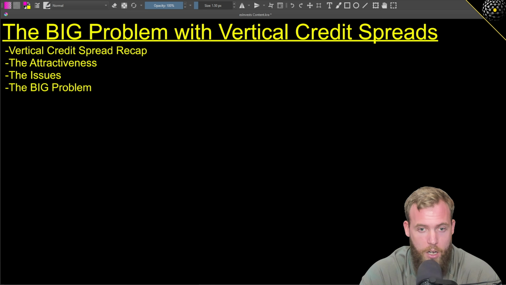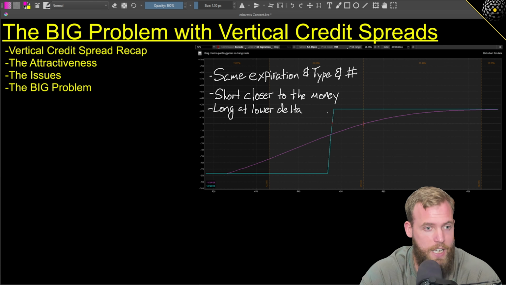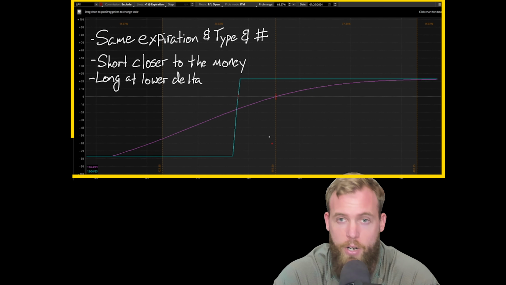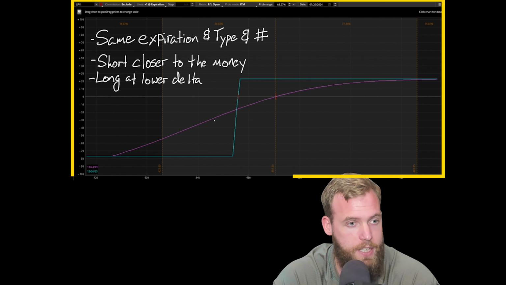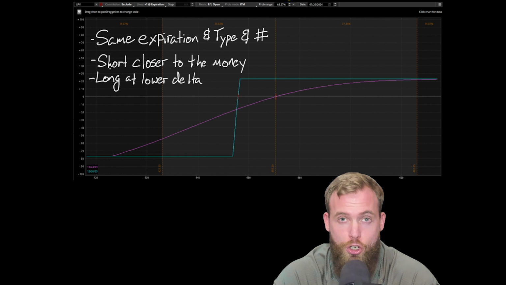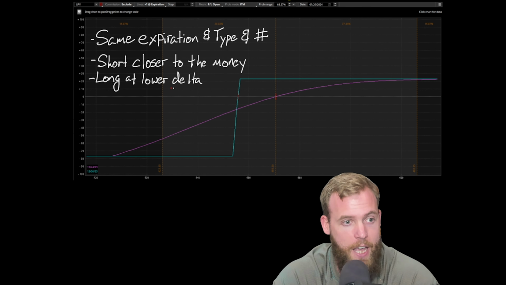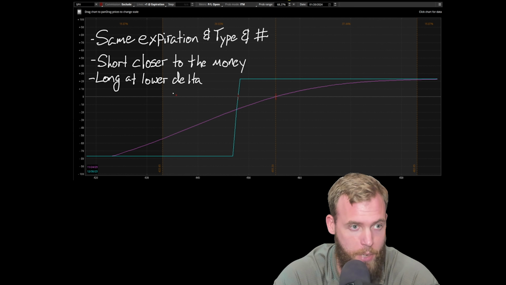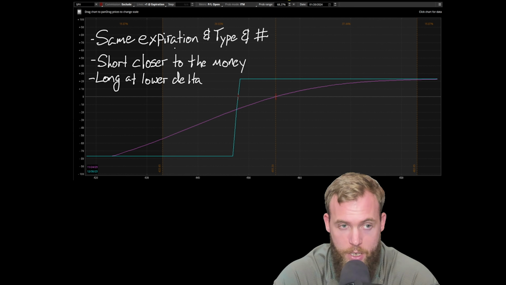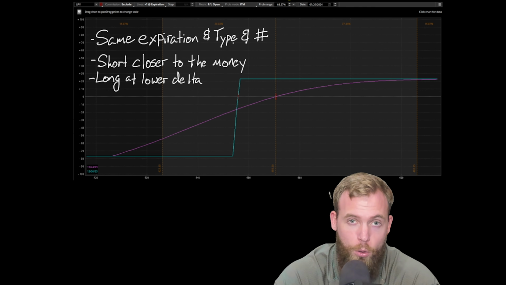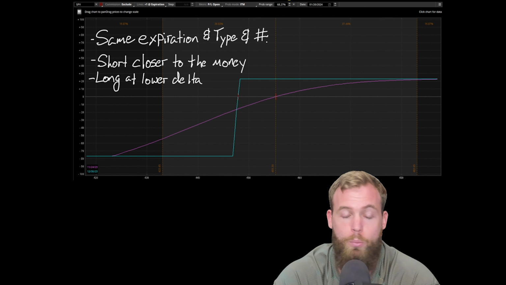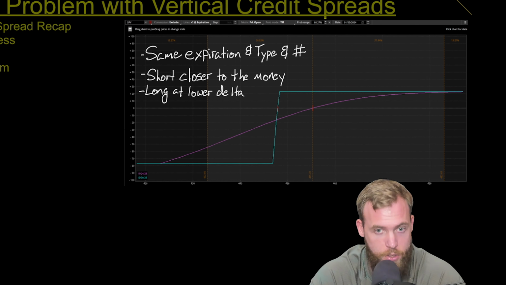Quick recap on what vertical credit spreads look like. And this is a put credit spread here. What you'll notice is that this is going to be a short option that is closer to the money, a long option that is a little further out of the money. They're going to be the same expiration, the same type, meaning both will be calls or puts. And then there will be the same number of longs and shorts.